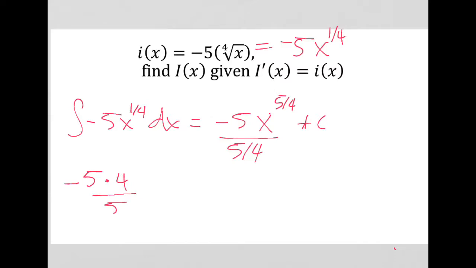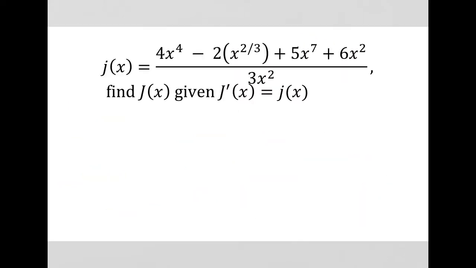So I have negative 5 times 4 over 5 times x to the 5/4 plus c. Simplify that, well, my 5's cancel, and I'm left with negative 4 times x to the power of 5/4 plus c is my function.